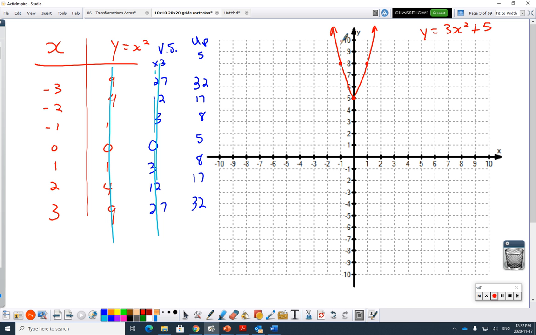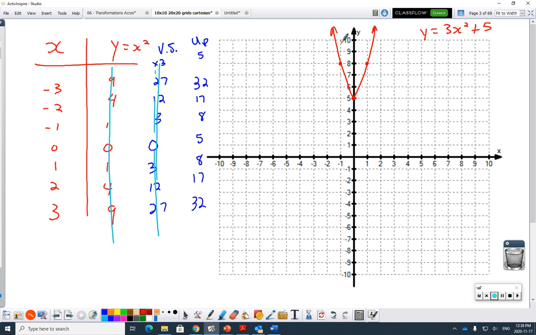Certainly enough to answer the questions we were answering earlier: max, mins, domain, absolute mins, absolute maxes, increasing, decreasing. That's more than a good enough graph to do all that. But if you actually ask for the graph, this has specific points used right from the table. Any questions about that procedure?